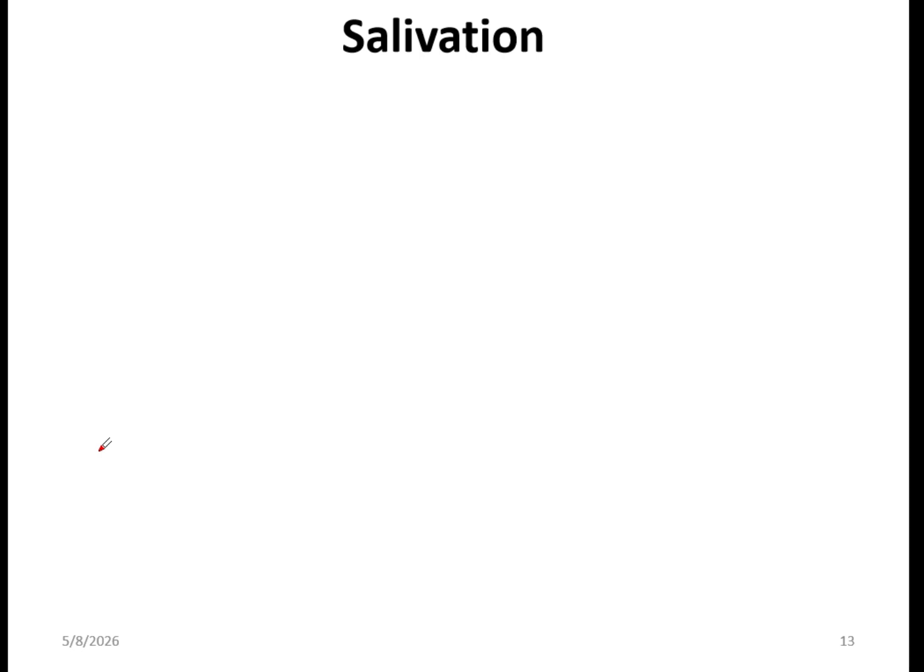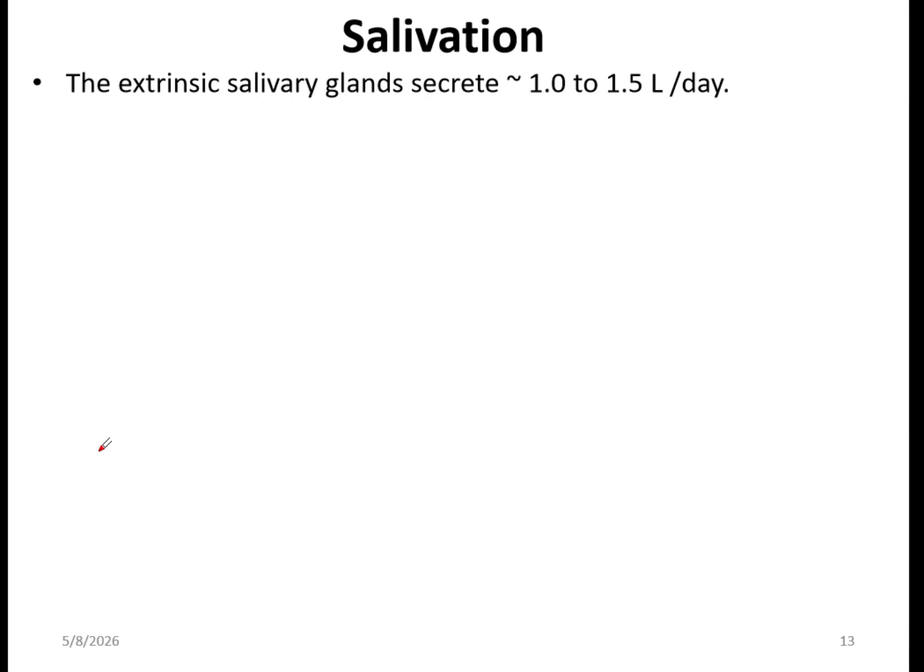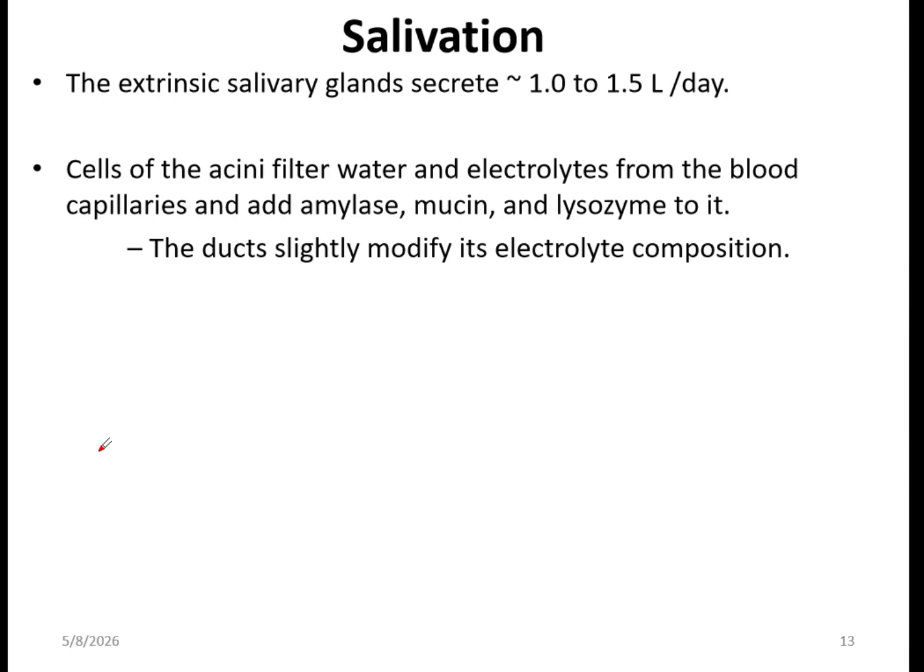Okay, so as you know, the extrinsic salivary glands generally secrete approximately 1.0 to 1.5 liters per day. Yes or no? Generally 1.0 to 1.5 liters per day. So you can mark down here 1.0 to 1.5 liters per day. The cells of the acini filter water and electrolytes from the blood capillaries and add amylase, mucin and lysozyme to it. The duct slightly modifies its electrolyte composition.